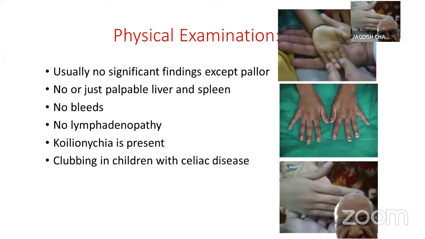Looking at the physical examination, other than pallor, the other findings are negative: no or just palpable liver and spleen, no bleeds, no lymphadenopathy. There might be koilonychia, which is typically described in literature, but I don't think I have seen it in about the last 20-25 years. Clubbing, of course, we see in patients who have iron deficiency, and this points towards malabsorption, with celiac disease being the cause. In fact, this has also become quite uncommon because celiac cases are being picked up quite early compared to what it used to be about 10-15 years back.